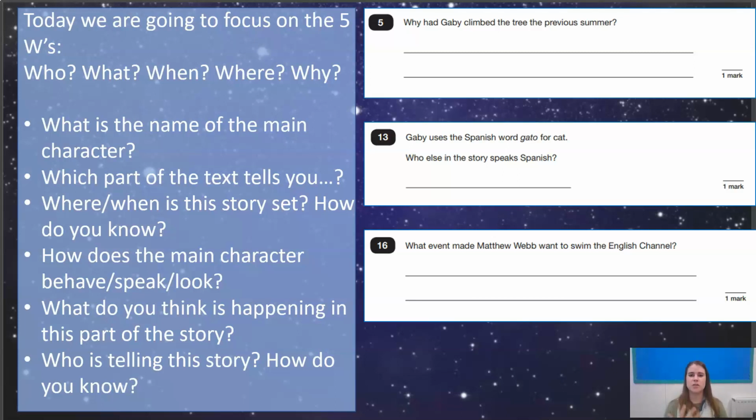Now, the kinds of questions they might ask us are in this box here, okay? So what is the name of the main character? Which part of the text tells you? Where, when is this story set? How do you know? How does the main character behave and speak and look? And what do you think is happening in this part of the story? Who is telling the story and how do you know? So those might be the different types of questions you might be asked, but they're all retrieval. So we've got to retrieve the information from the text, okay?